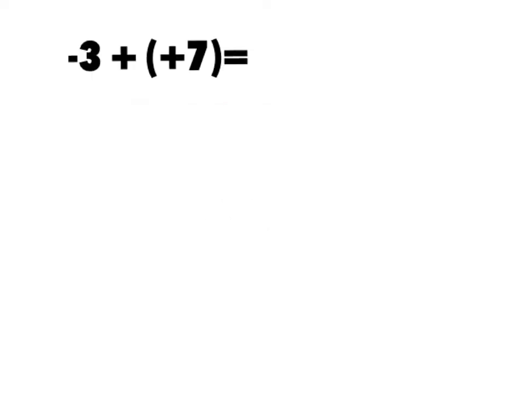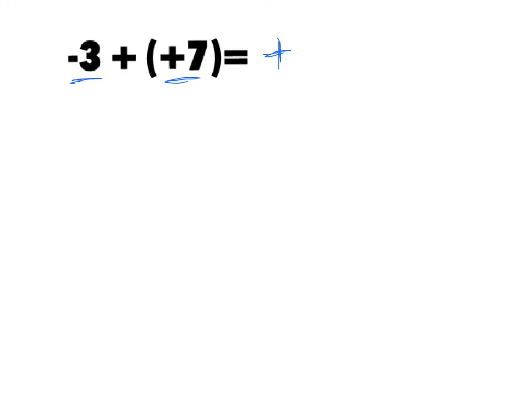Our first example is going to be a negative number plus a positive number. In this case, negative 3 plus positive 7. Now you can probably guess that because 7, the positive number, is larger than 3, the negative number, my answer is probably going to be a positive number. But we should check and make sure that we know what we're doing.